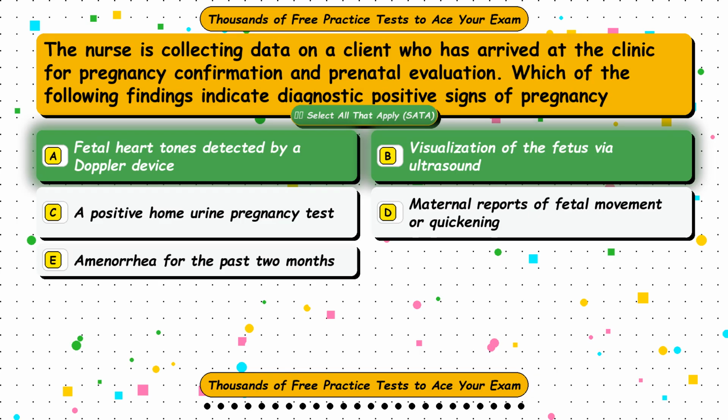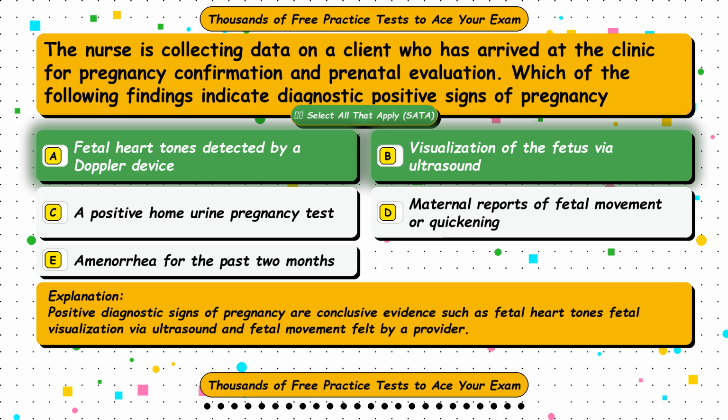The correct answers are options A and B. Fetal heart tones detected by a Doppler device. Visualization of the fetus via ultrasound. Positive diagnostic signs of pregnancy are conclusive evidence such as fetal heart tones, fetal visualization via ultrasound, and fetal movement felt by a provider.